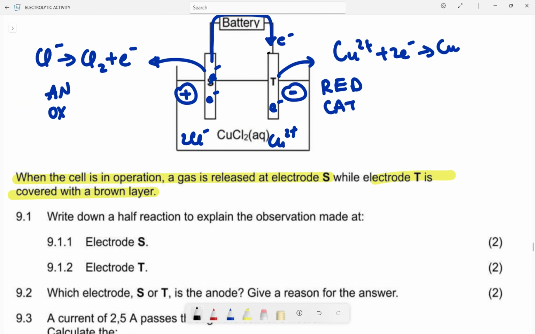So there is going to be an increase in the mass of the cathode. Why? Because remember, I always say this: we are forming at the cathode. Whether we are talking about reduction, galvanic or electrolytic, we are always forming at the cathode. We are not forming Cl2 there.